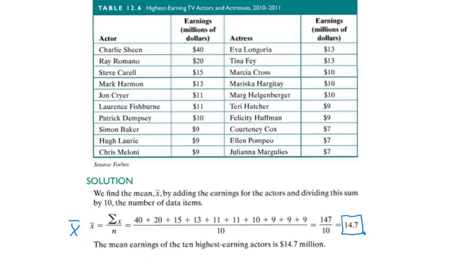Now, you're not going to say your answer is 14.7. Remember, this is a monetary amount, so this is the mean earnings of $14.7 million. All right, the mean earnings of these actors are $14.7 million.